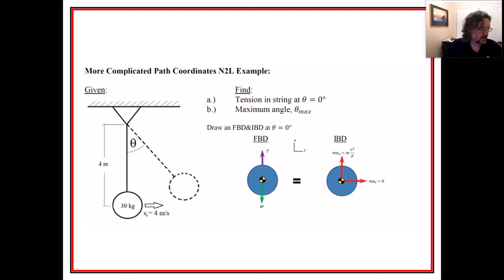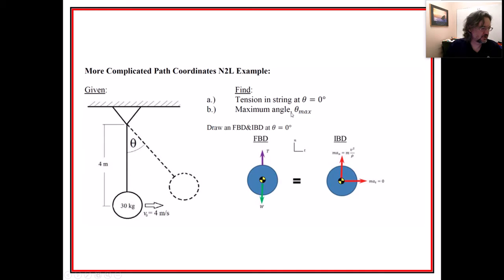Okay, so this was actually a difficult problem. We have a pendulum here, and we want to find the tension in the string when theta is 0. That's a really easy problem, right? Now the hard problem is going to be to find the maximum angle that this thing will achieve, and we'll see where that becomes difficult.